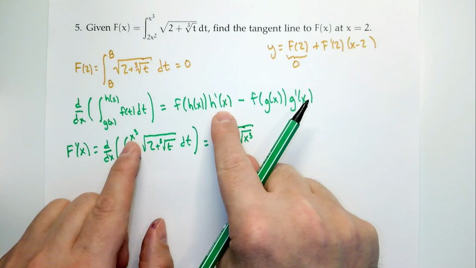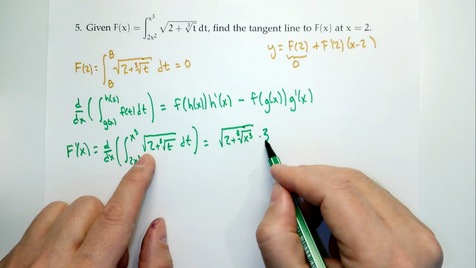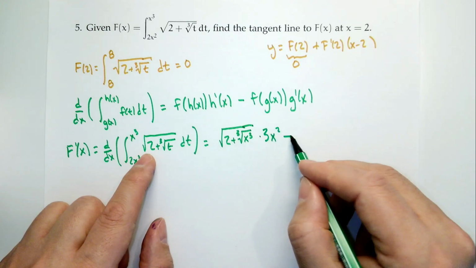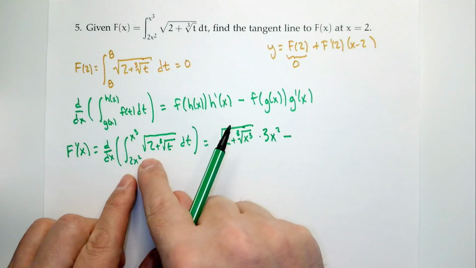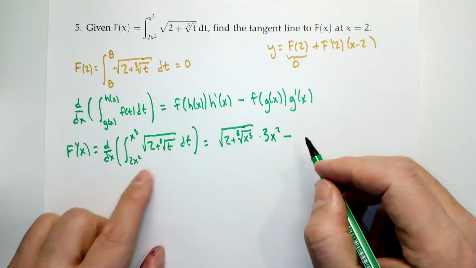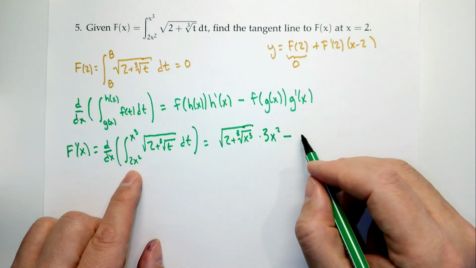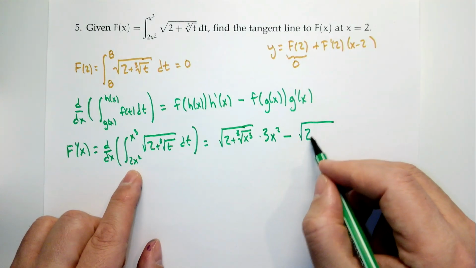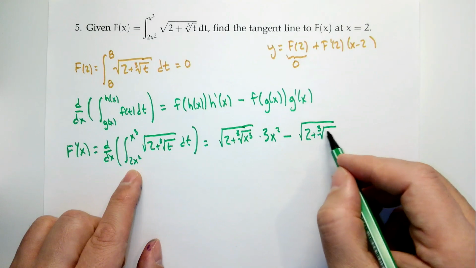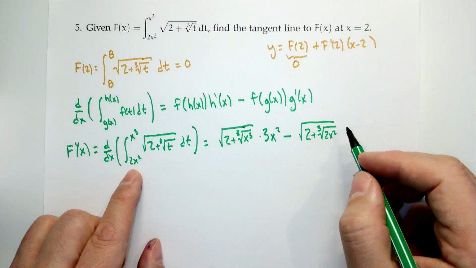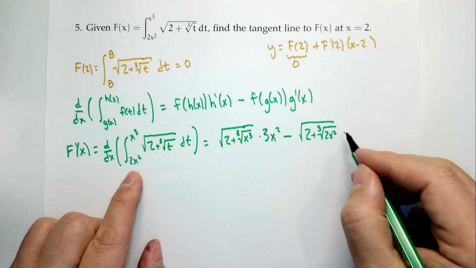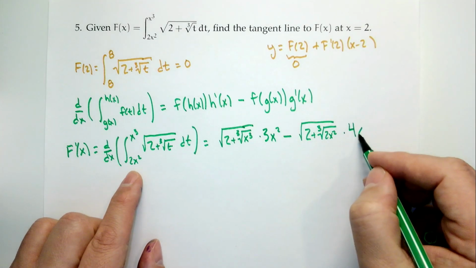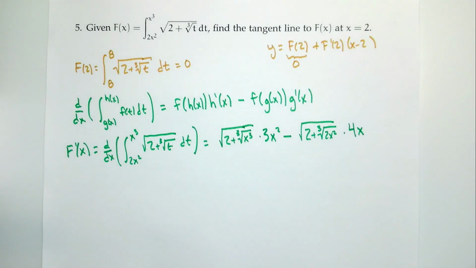Multiplied by the derivative of the top. So times 3x squared. Subtract. Now take your lower function, the g of x, plug it into your original function. So everywhere where I see a t, I'm replacing it by this new function, square root of 2 plus the cubed root of 2x squared. Then multiply it by the derivative of the downstairs. Derivative of 2x squared is 4x.